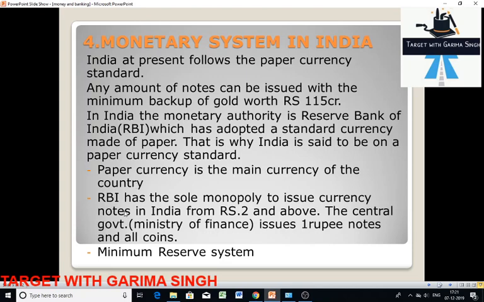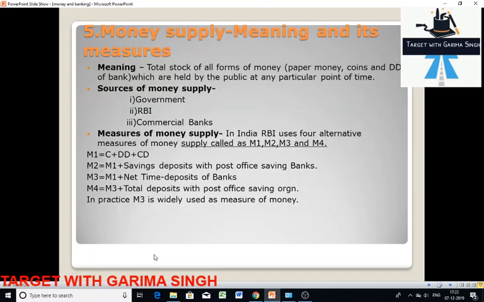Second, RBI has the sole monopoly to issue currency notes in India from rupees 2 and above. The Ministry of Finance issues the 1 rupee note and coin. Third is the minimum reserve system. The system which governs note issue in India is the minimum reserve system, according to which the central bank keeps a minimum reserve of gold and foreign exchange, and on this basis can issue notes to any extent. Since paper currency is not convertible into precious metal like gold which is backing it, currency is said to be inconvertible. Now we move on to the fifth topic, money supply, meaning and its measure.